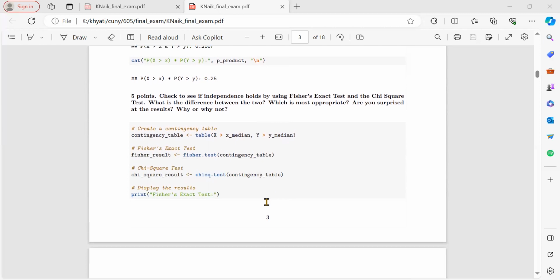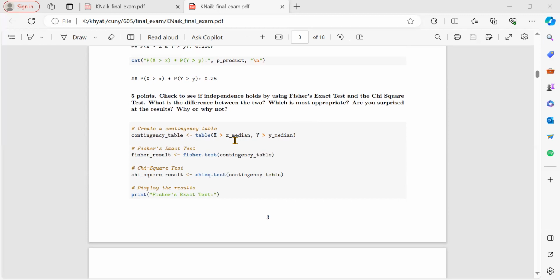Moving on to our next question, where we will see whether independence holds by using Fisher's exact test and the chi-square test, and what is the difference between the two, and which is the most appropriate. So let's talk about what Fisher's exact test is. This test provides an exact probability for the observed distribution and is particularly useful for small sample sizes. Whereas the chi-square test compares the observed distribution with the distribution expected under independence. It's applicable to larger samples and is a commonly used test for contingency tables.